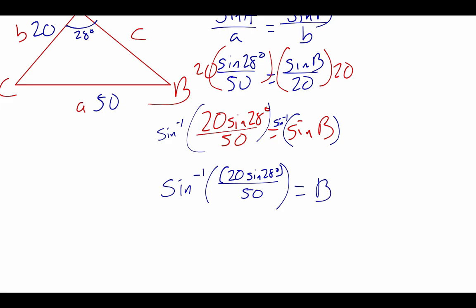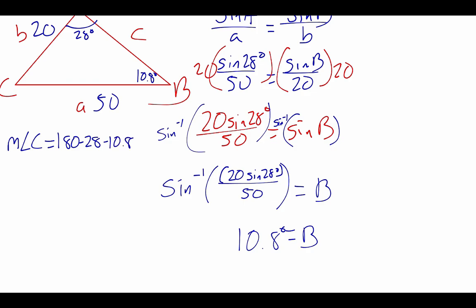So we type that in, and B ends up giving us an angle measure of 10.8 degrees. So let's add that to our triangle. We got 10.8 degrees. Now, since we have two of our angles already, let's find our third angle. Measure of angle C is just going to be 180 minus those other two angles, so minus 28 minus 10.8. So it's going to be about 141.2 degrees.